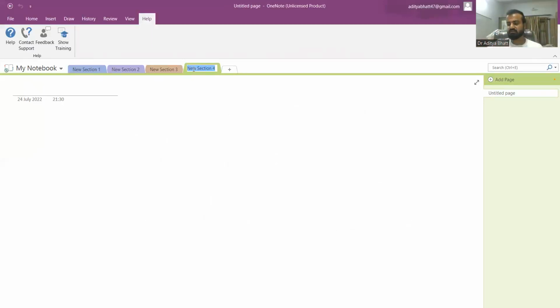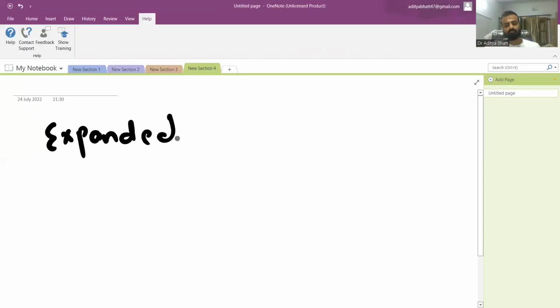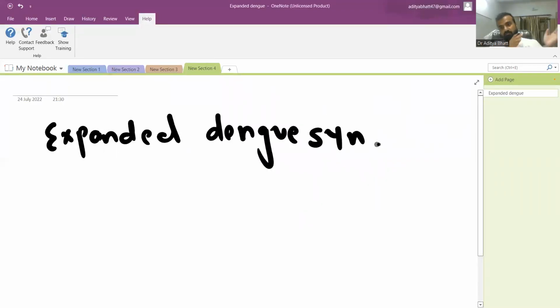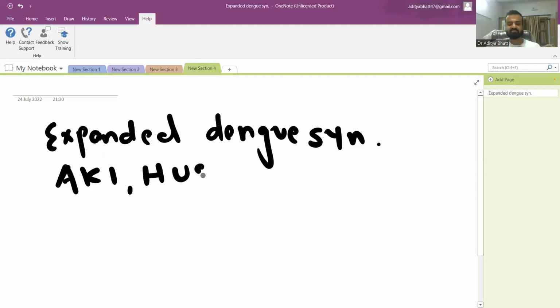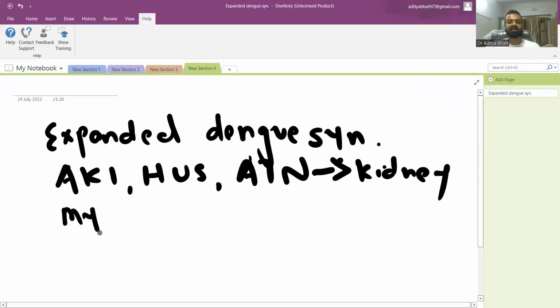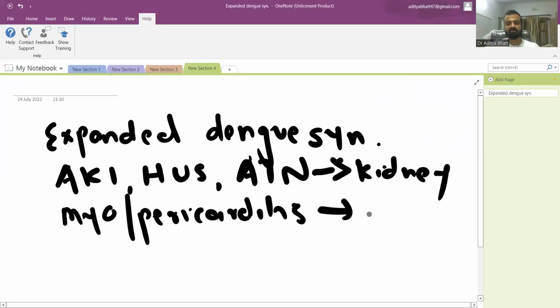Now, severe dengue infection we have seen: dengue hemorrhagic fever, dengue shock syndrome, and organ involvement. Now, there is a new term called expanded dengue syndrome, where we have other organs involved that are less common than the main 3: hepatitis, encephalitis, myocarditis. In expanded dengue syndrome, there is AKI, HUS, acute tubular necrosis. So here we see kidney involvement. Then there is myocarditis and pericarditis. There is CVS involvement.